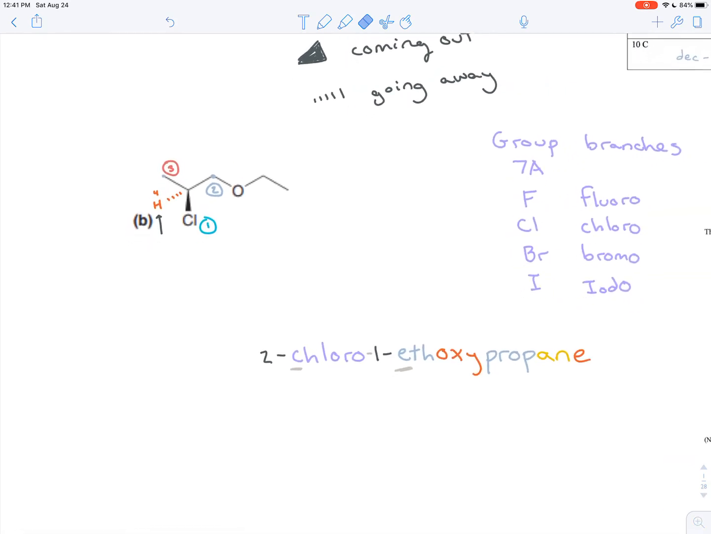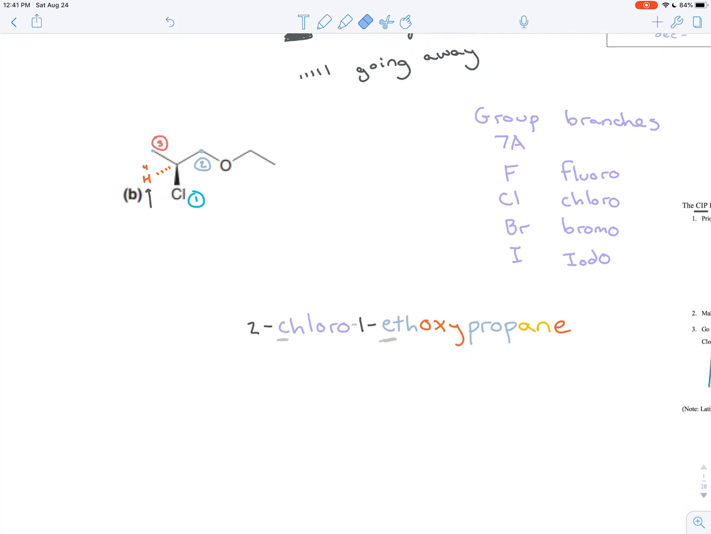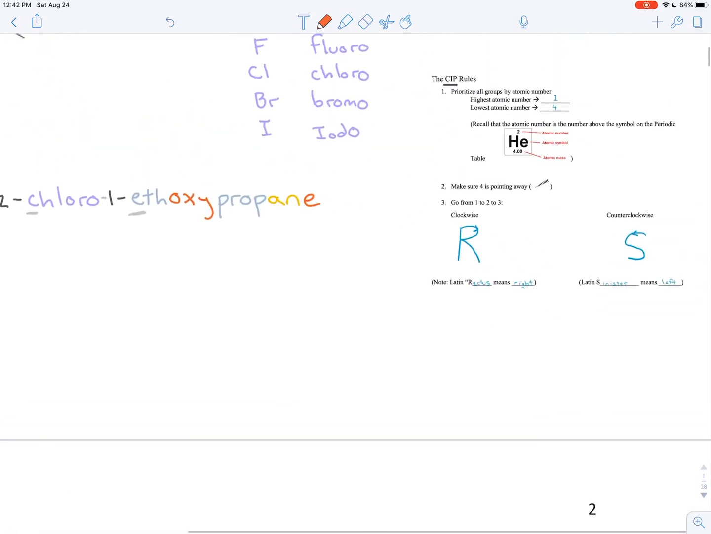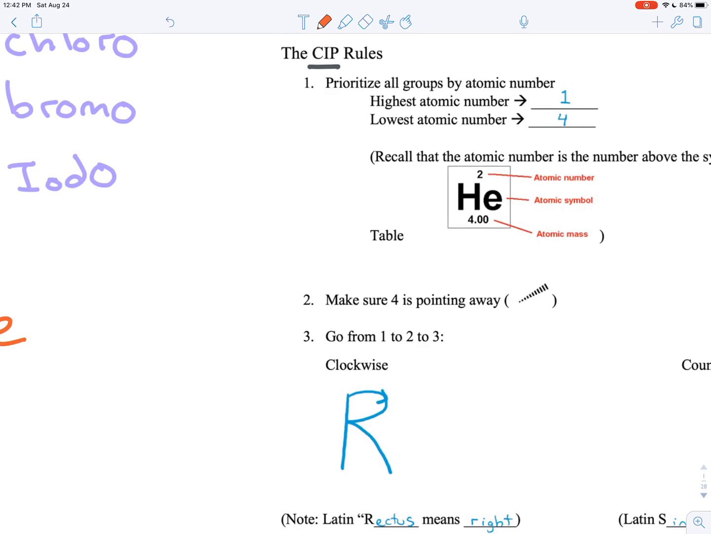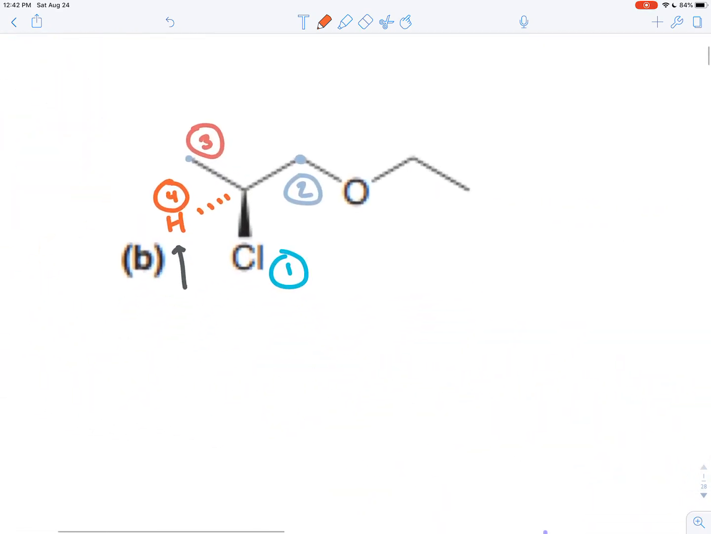Okay, so we identified a chiral center. We determined the priorities of the 4 things attached to the chiral center based on the atomic number. The highest atomic number got the number 1, the lowest got the number 4. You want to make sure 4 is pointing away. We'll talk about what to do if it's not, but notice that it is here. If it's pointing away, then all is right in the world. You can go on to the next step.